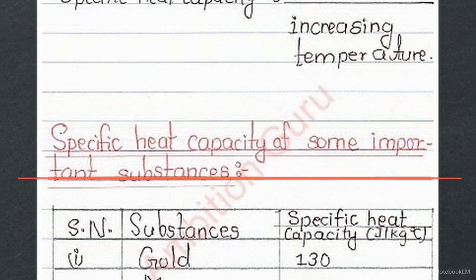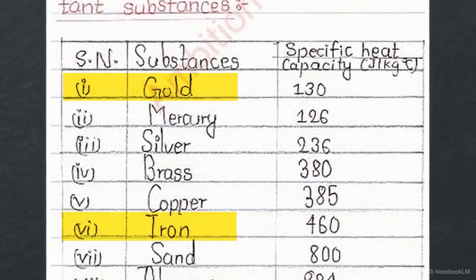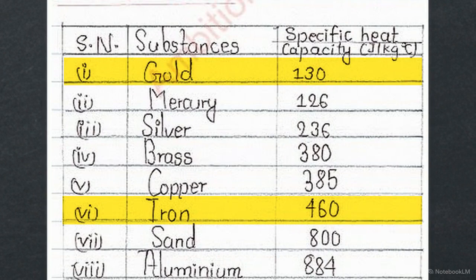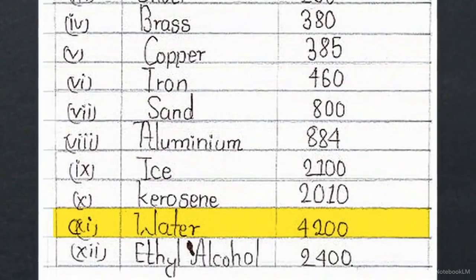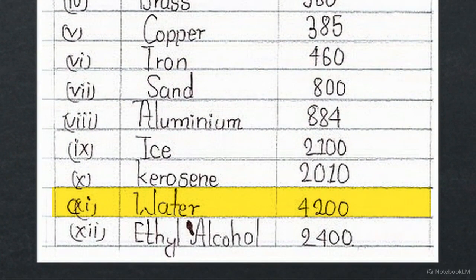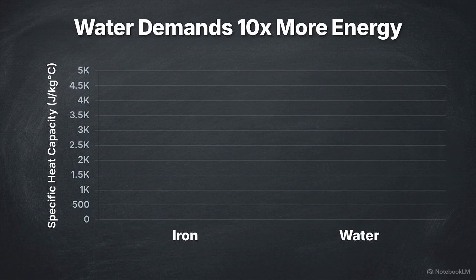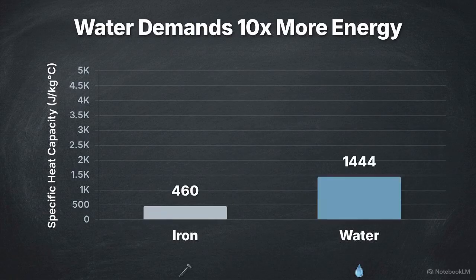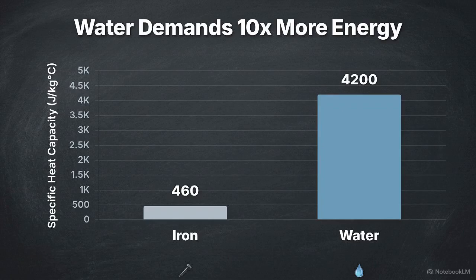This table provides the specific heat capacity for common substances. Metals offer little thermal resistance. Gold requires only 130 joules, and iron just 460. But further down, water has a massive capacity of 4,200 joules per kilogram degree Celsius. This value means that to raise the temperature of a kilogram of water, you must provide nearly 10 times the energy required for the same mass of iron.